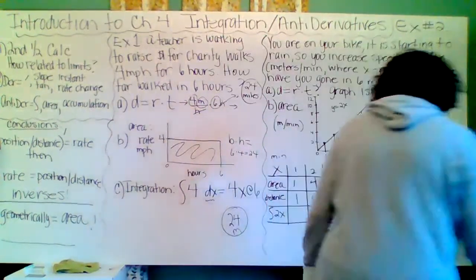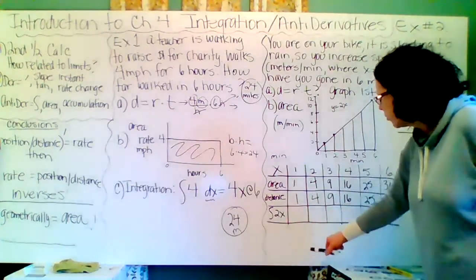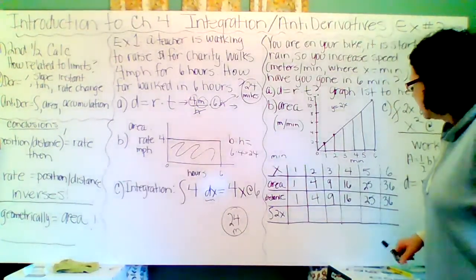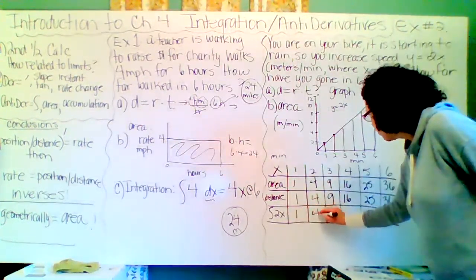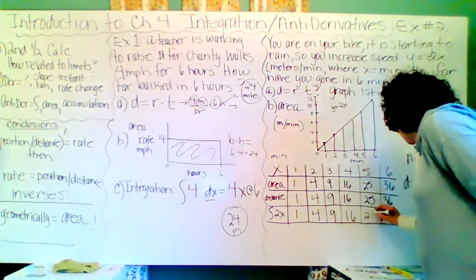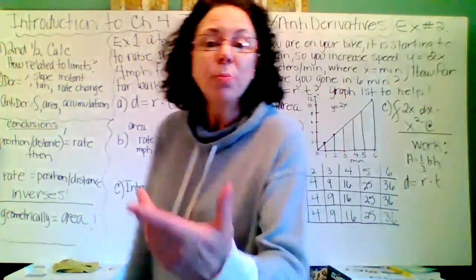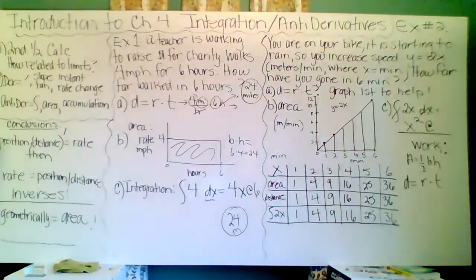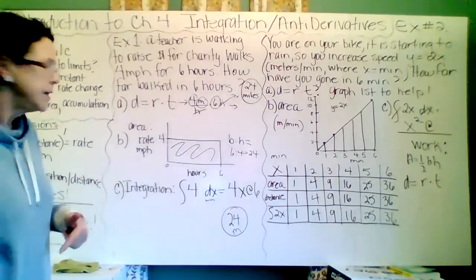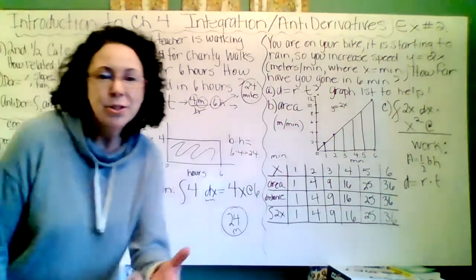All right, let's evaluate x squared at the different x's that we have. So here we go, let's fill in this row. x squared is the integration of 2x. So 1 squared is 1, 2 squared is 4, 3 squared is 9, 4 squared is 16, 5 squared is 25, and 6 squared is 36. Isn't that cool? So do you believe me now? Do you believe that when you integrate a rate, you get a position or distance, and so it must be the inverse of a derivative, because when you take the derivative of a position or a distance, you get the rate?